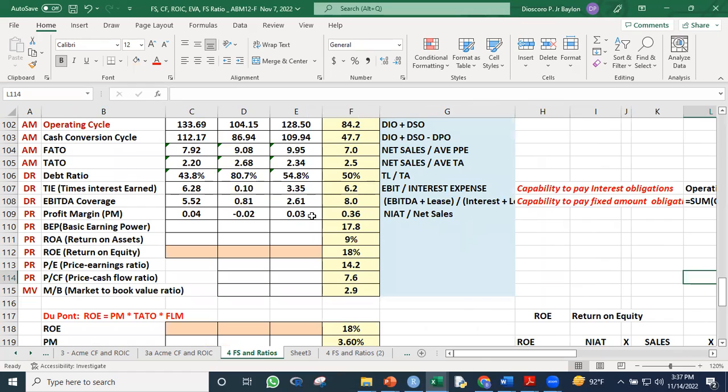Okay, so then we did the profit margin, which is just net income after tax over net sales. Okay, so ito, ibig sabihin nito, 4 centavos, no? Yung kita natin sa bawat piso na benta, or for every 100 peso sales, the company earned 4 pesos only. Okay, compare that with 0.36 ng competitor. So 36 pesos. So sa benta nila na 100 pesos, kumikita sila ng 36 pesos. So ang laki ng discrepancy, 9 times.